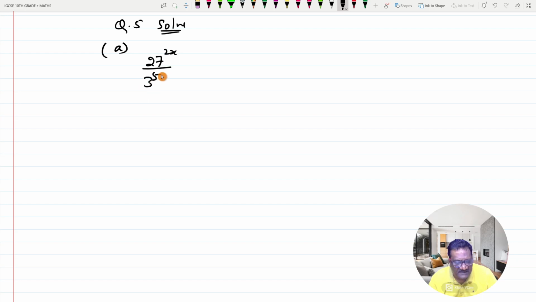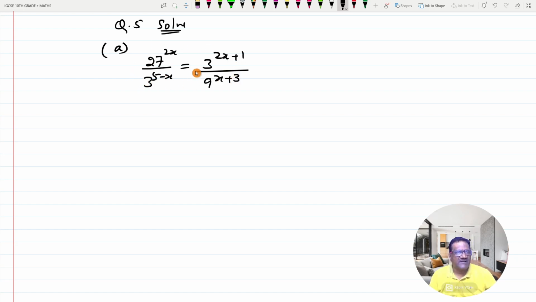Now, as we move further into the exercise, you will find that the questions will become a bit tricky and tougher. Okay. Now, question number 5 says solve each of the following. Again, you have to solve this. And in this sub question A happens to be 27 raised to 2x upon 3 raised to 5 minus x equals 3 raised to 2x plus 1 upon 9 raised to x plus 3. Okay. Now this is your equation and you have to solve this. That means you have to find the value of x.